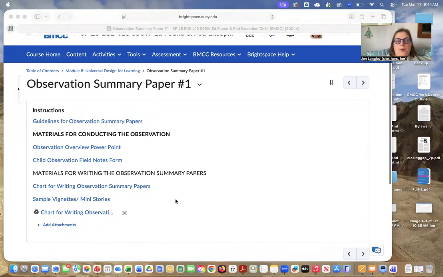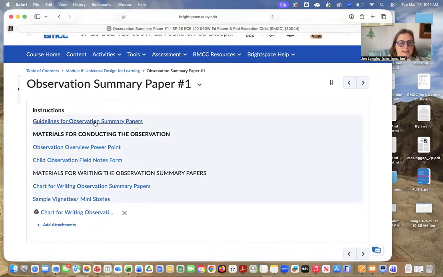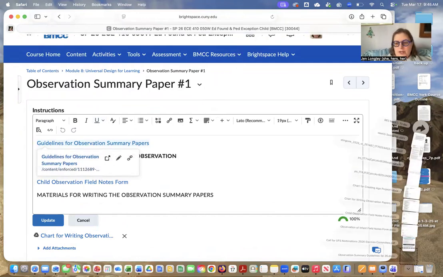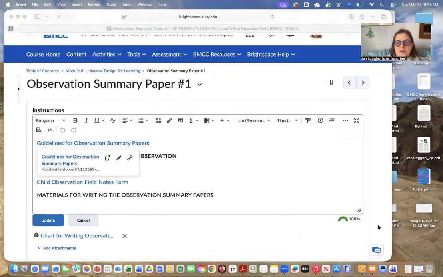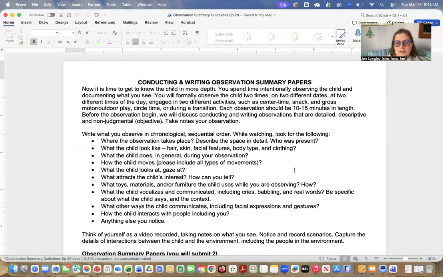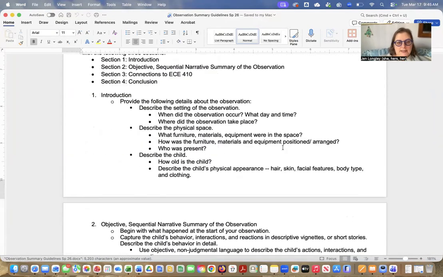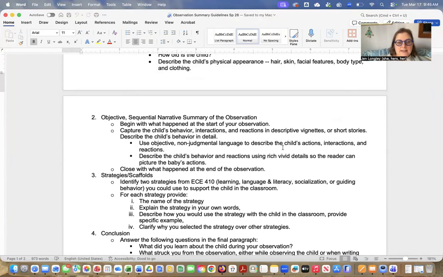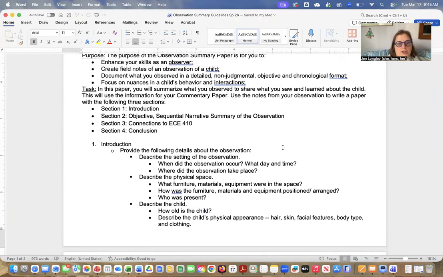So I'm going to share my screen to take you to the assignments so that you can see what we have. Both of the observation summaries are pretty much the same. There are the observation summary guidelines. These are the same details that are on the syllabus about the observation summary papers, how they're assessed, and what you should include.